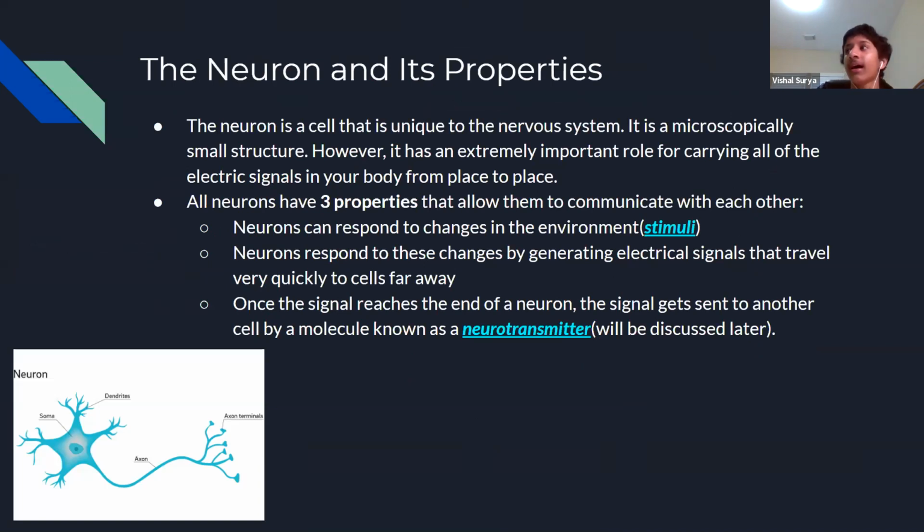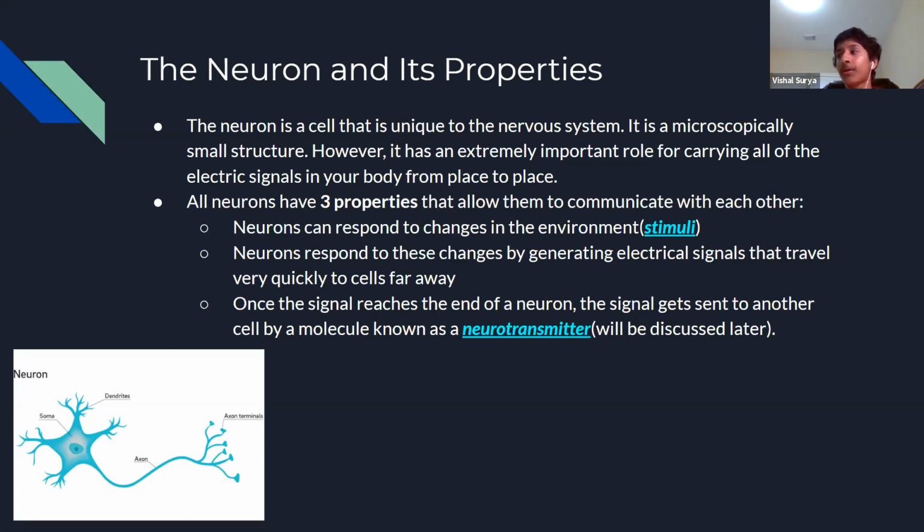All neurons have three properties that allow them to communicate with each other. The first is that neurons can respond to changes in their environment. We call these changes in their environment stimuli, and a single change is a stimulus. An example of this would be when you touch your arm with your finger. That would be a stimulus, and the neurons would respond to that by signaling it.